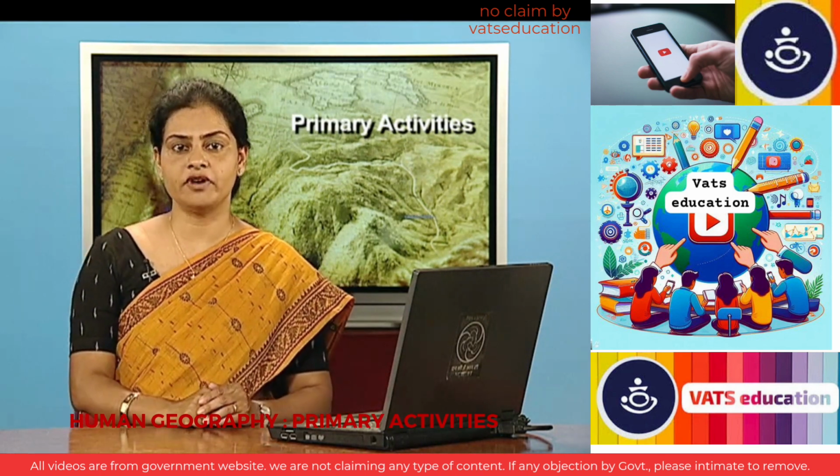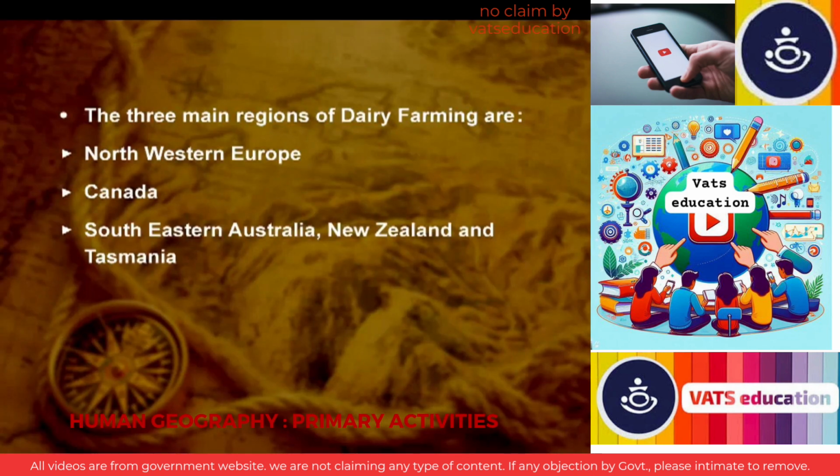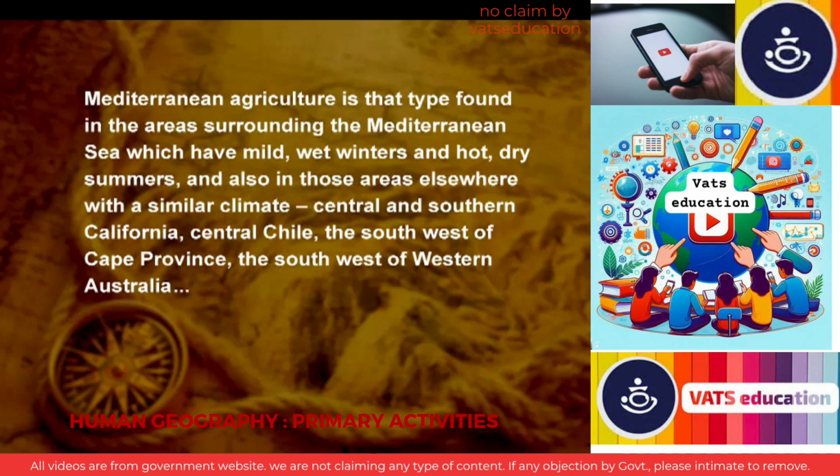Three main regions of dairy farming are Northwestern Europe, Canada, Southeastern Australia, New Zealand, and Tasmania. Look at this map, which shows these three regions. Mediterranean agriculture is another type of agriculture. It is a type which is found in the areas surrounding the Mediterranean Sea, which have mild, wet winters and hot, dry summers, and also in those areas elsewhere with similar climatic conditions of central and southern California, central Chile, and southwest of Cape Province, the southwest of Western Australia also.